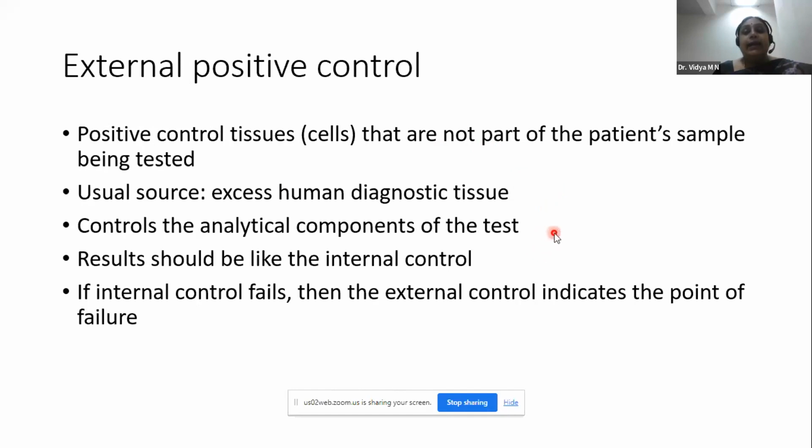This controls the analytical components of the test, and the result should be like your internal control, where there should be some amount of expression. If the internal control fails, so you have an ER case where the DCIS is negative, the internal control benign ducts are negative, but your external control has taken up the staining, that means your test has passed, but in your test tissue there has been a failure. And that is what it is indicative of.